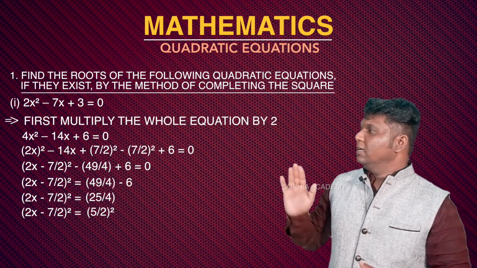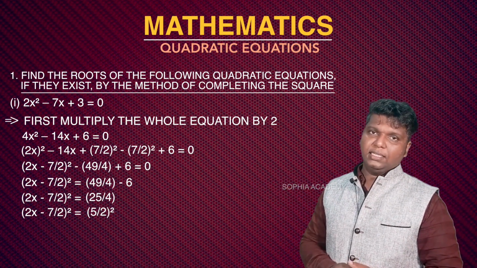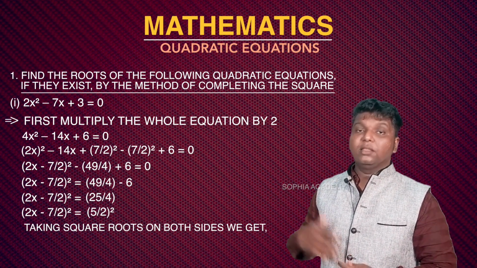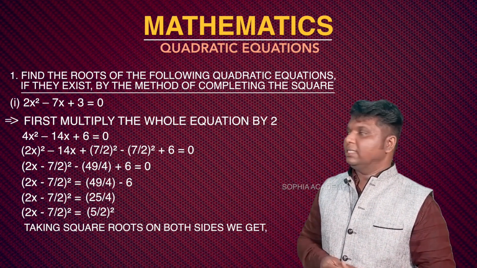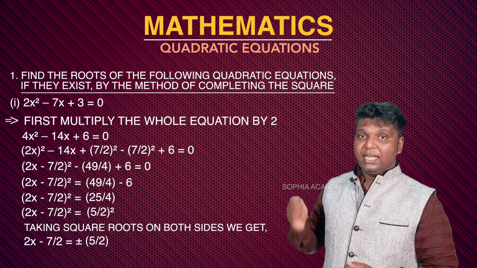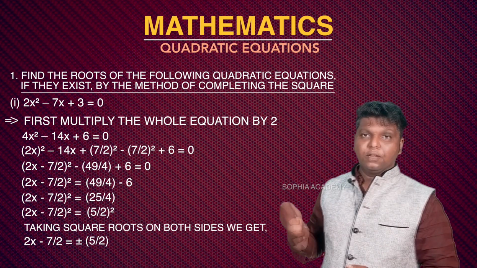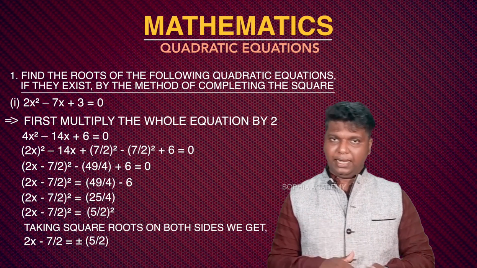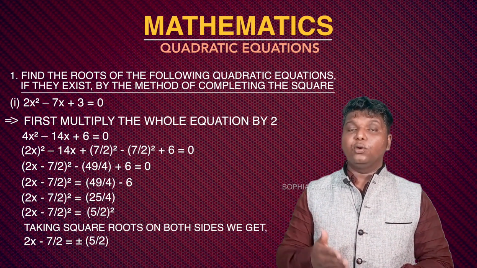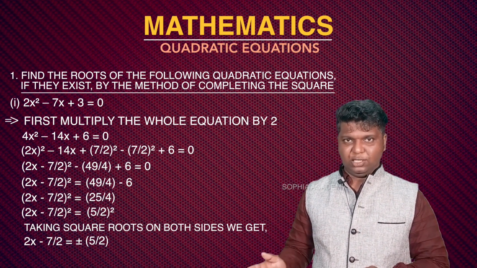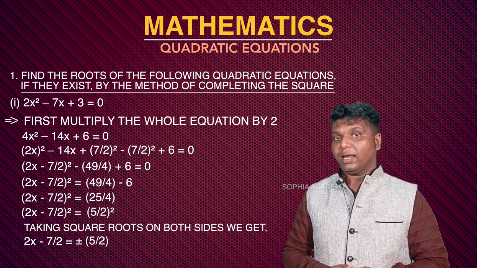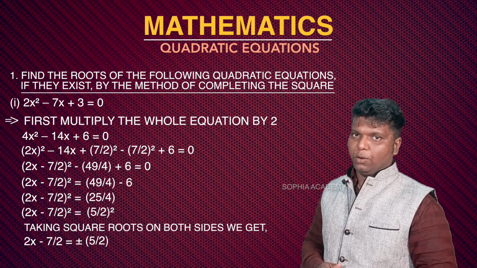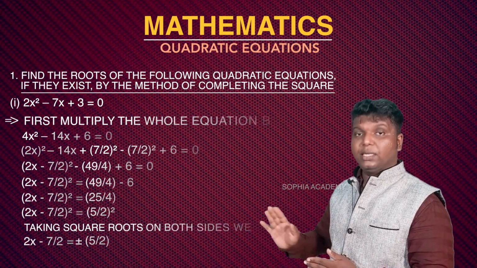Next step is, you have to take the square roots on both sides. Taking square roots throughout, what will happen? The squares will get removed. So you will get 2x − 7/2 is equal to plus or minus 5/2. Plus or minus means whenever you are taking the root of anything, it can be positive, it can be negative. Because we already know root 4 is plus 2 and minus 2. It can be plus 2, it can be minus 2 also, right? So we will write this as plus or minus 5/2. That means it can be plus 5/2, it can be minus 5/2.